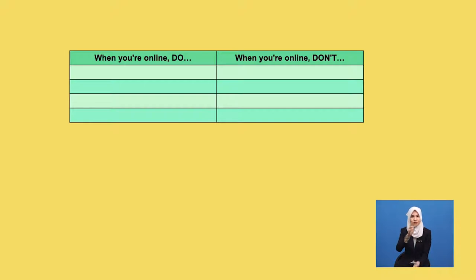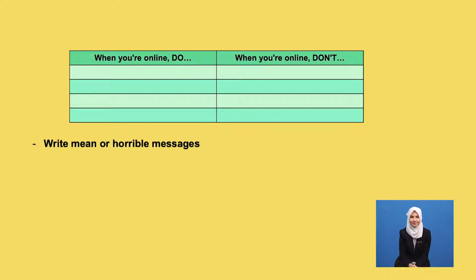All right, children. Based on what you understand from the poster, I need you to put the information into the correct groups. This activity can help you to develop critical thinking skills through classification. There are 2 categories. When you're online, do, and when you're online, don't. The do's and don'ts. Now, which of the following goes into each category?